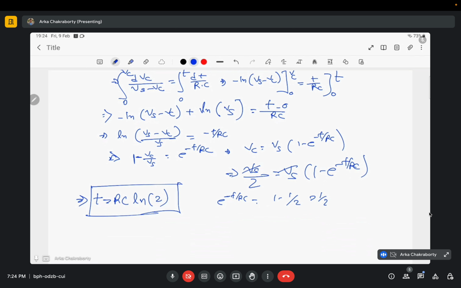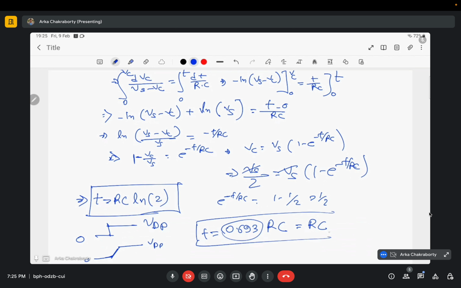Sir has also discussed a very important thing: this is for such a kind of input signal, but generally the input signals are something like this, with finite rise time and fall time. To account for this, the actual delay encountered is more than RC ln2. ln2 is 0.693, so the actual delay is more than 0.693 RC. So to account for this, we take the value as simple RC. But we'll be using this expression now.